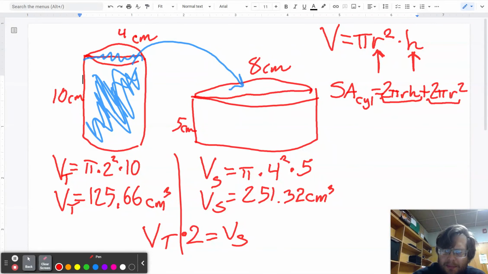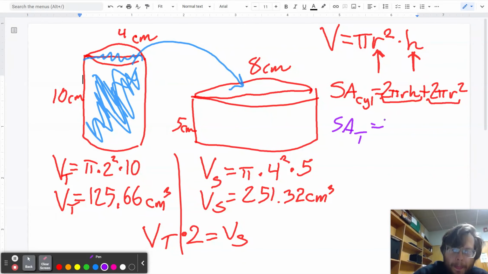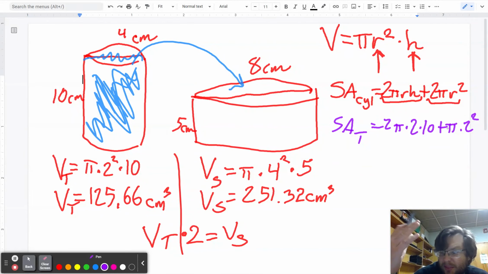But I wanted you to think of these as cups. And so instead of them being top and bottom, if I think of it as a cup, there's really only one of those circles. So if I'm going to paint the outside of these, my surface area formula is going to look slightly different here. The surface area for the tall one is going to be 2 pi times 2 times 10 plus pi times 2 squared. What changed? I went down from 2 circles to just 1 circle because I'm just thinking about painting the bottom, because I'm thinking of it like an open-topped cup.